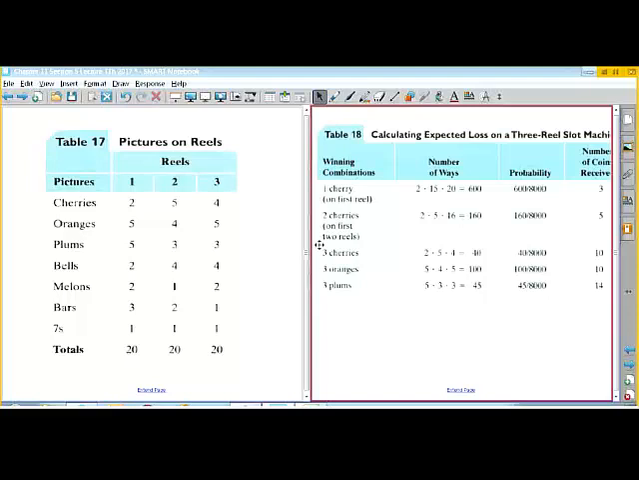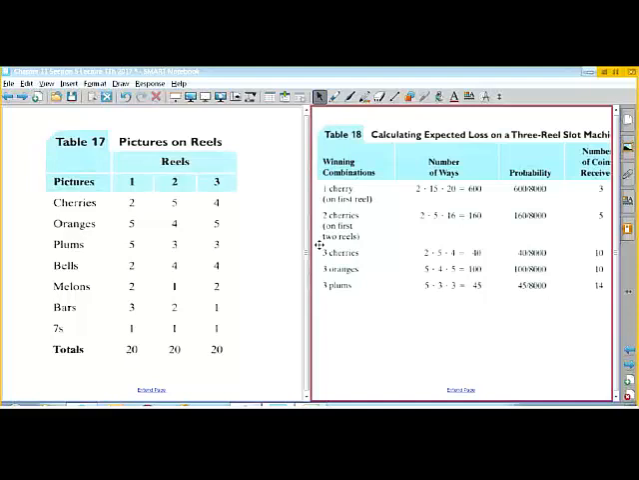They call them reels. I think it's kind of like a movie reel. So these are the different images. On the first reel, there are 2 cherries, 5 oranges, 5 plums, 2 bells, and so forth, up to this total of 20 different pictures. And then you've got the arrangements in the second reel and the third reel.